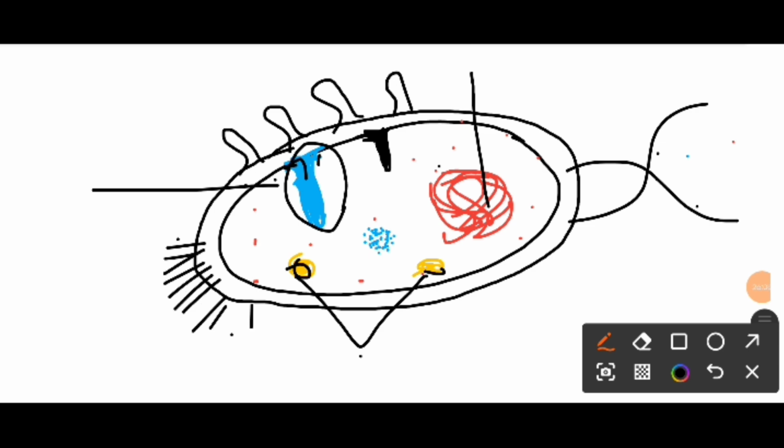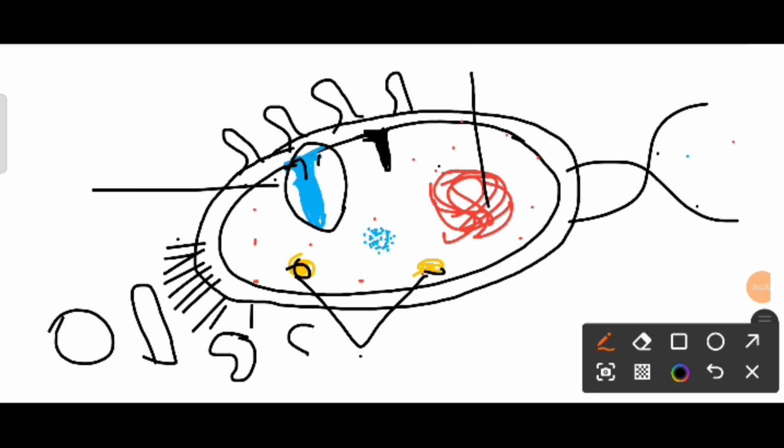Also, we have different shapes of bacteria. They can be round, rod shaped, or comma shaped. See, this is round, long rod shaped, comma shaped, or they can be spiral like this. So, all about this, we'll now jump into the NCERT.